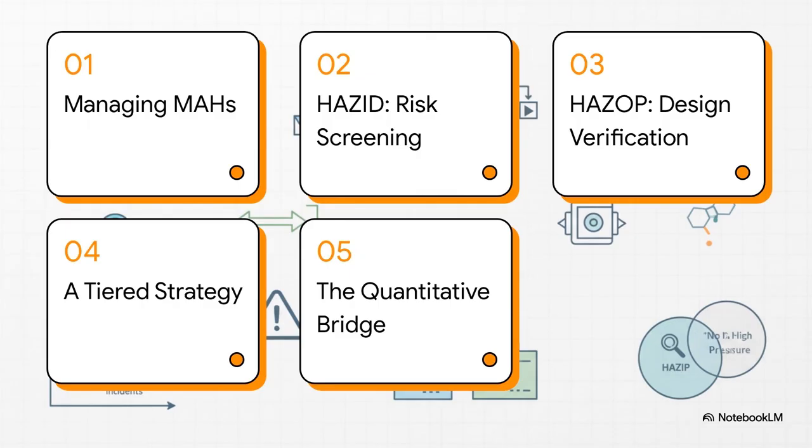So here's our game plan. First, we'll set the stage by really defining the problem of major accident hazards. Then we'll break down HAZID, looking at it as our first line of defense. After that, we'll do a deep dive into the incredibly meticulous HAZOP study. Then the really cool part, we'll see how they work together. And finally, we'll connect all of that qualitative work to the hard numbers in the world of SIL determination.